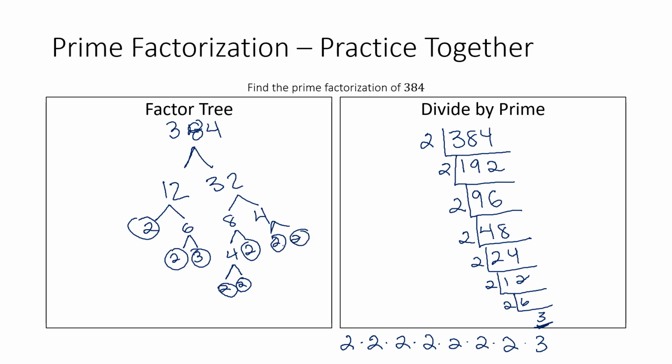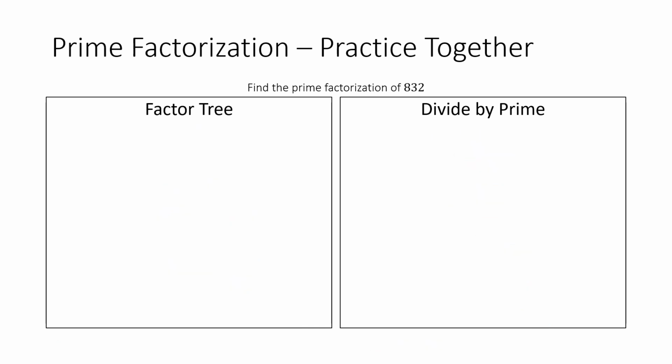So I have 1, 2, 3, 4, 5, 6, 7 2s and a 3. So you see, both methods produce the exact same answer. Use the one that works for you.